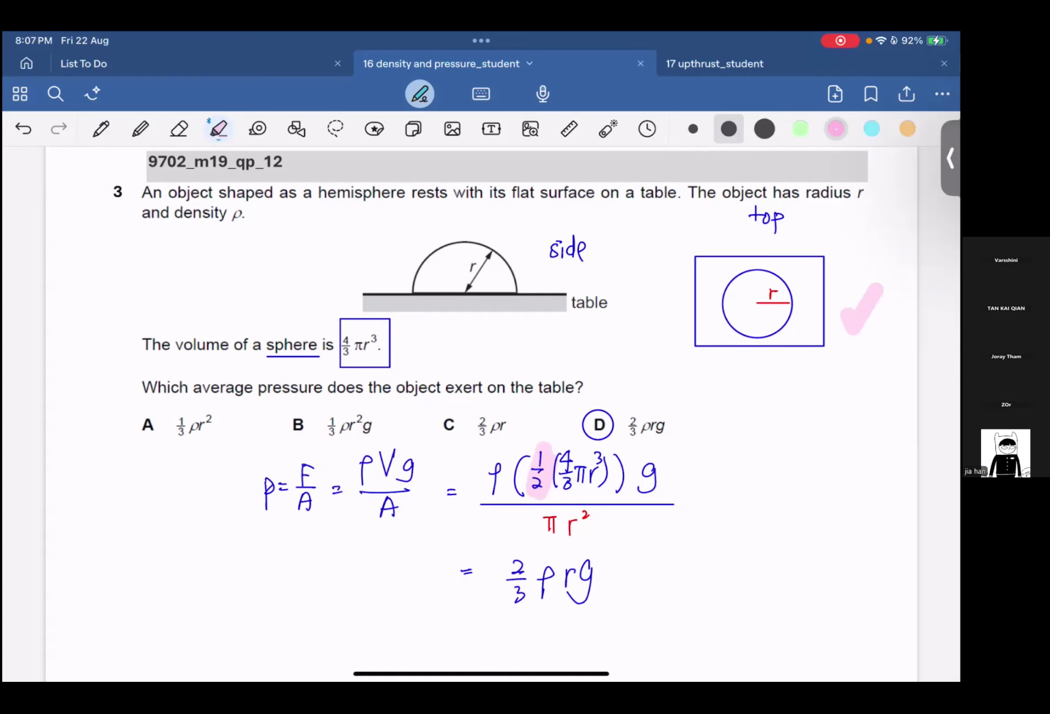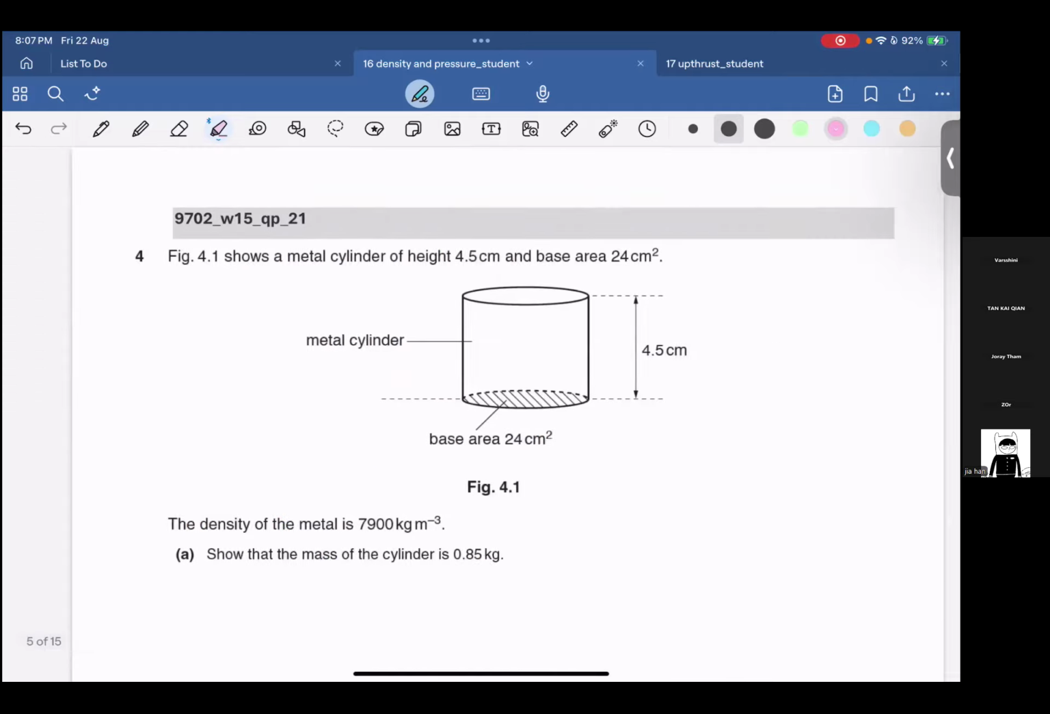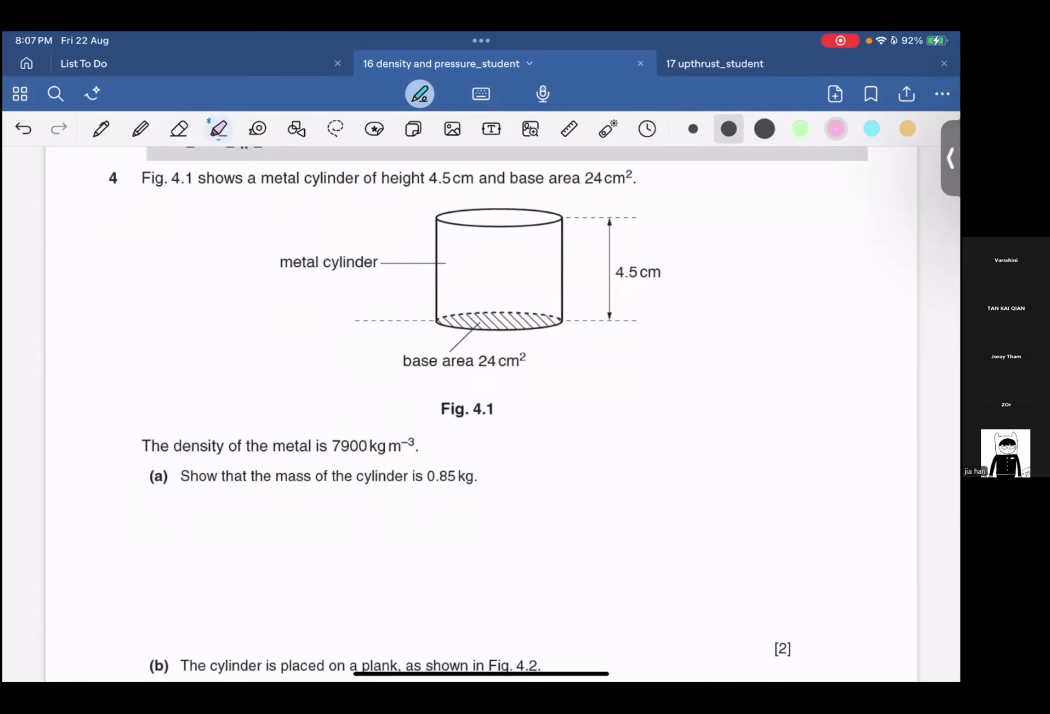Okay, good job. Right, boys and girls, we go to page number 5. Page number 5, 4A, you try. Can you show that the mass is 0.85 kg? They give you the base area and the density. If I'm too fast, you can type in the chat box and tell me to go back to which page for you to have a look again. I worry some of them maybe not yet finished.